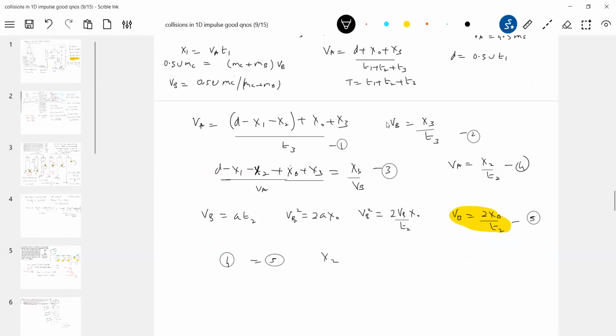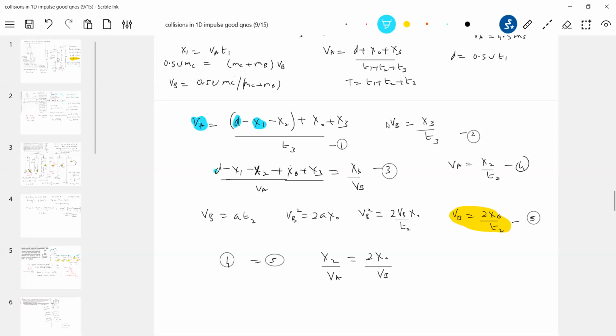Equating 4 and 5, x2 by VA is equal to 2x naught by VB. We know VA and VB, and I'll get the relation between x2 and x naught. So here I'll replace x naught in terms of x2. And I already know D. Known things I'll put like this, and x1 also known, VB also.